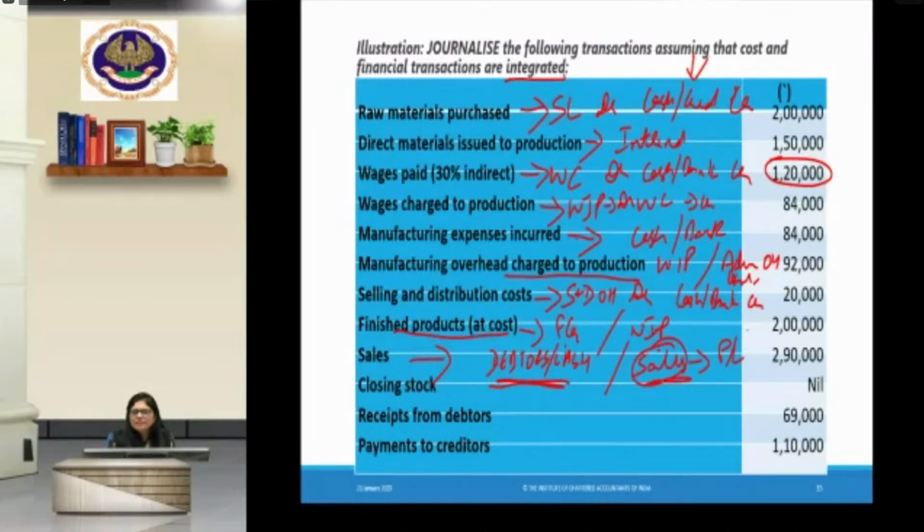We are just calculating the profit. For profit, we need the sales. So it will go to profit or loss account. So debtors debit to sales. Clear? CLC has no role to play here.